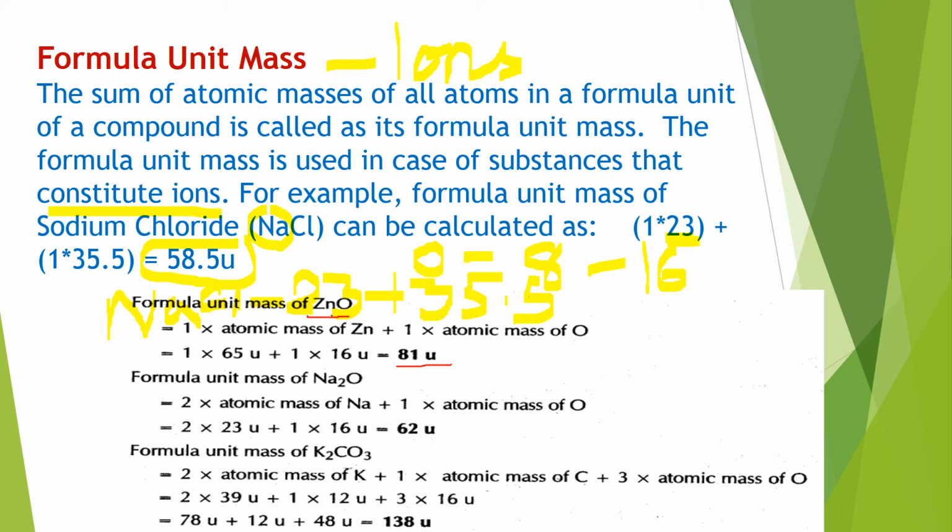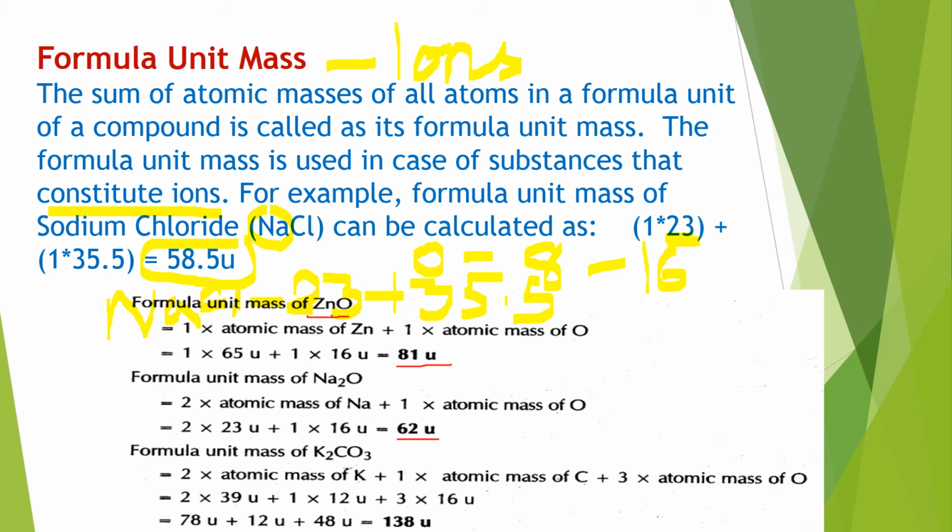Now formula unit mass of Na2O, again 2 into atomic mass of sodium, plus 1 into atomic mass of oxygen. So 2 into 23 plus 1 into 16, that is 62 units. These all are in the ionic forms, dears. That is why it is a formula unit mass.